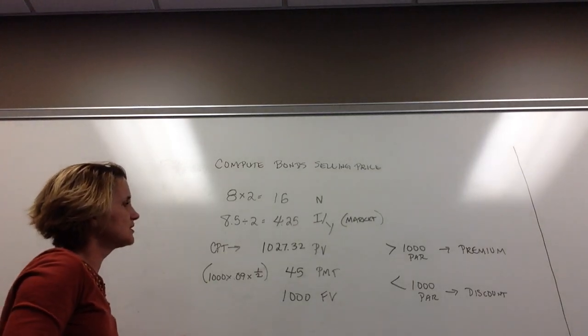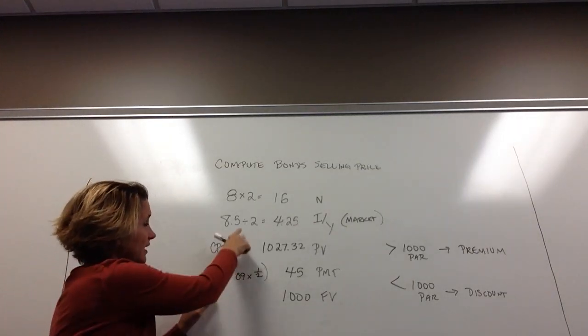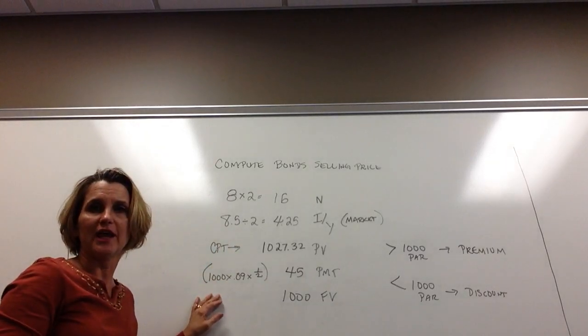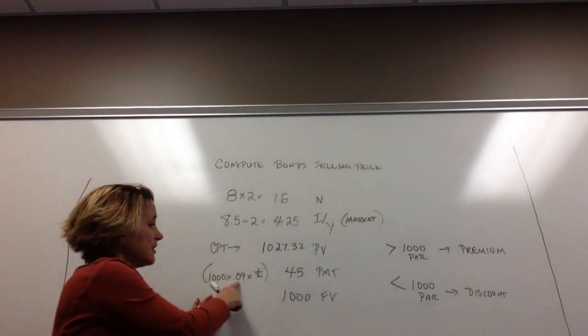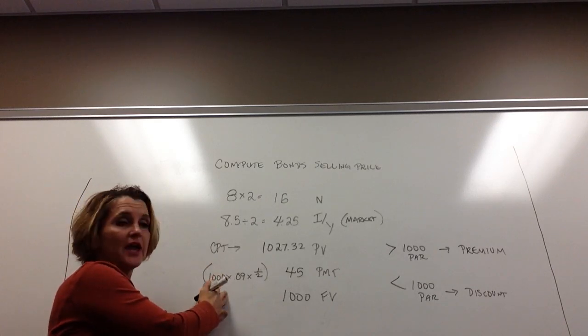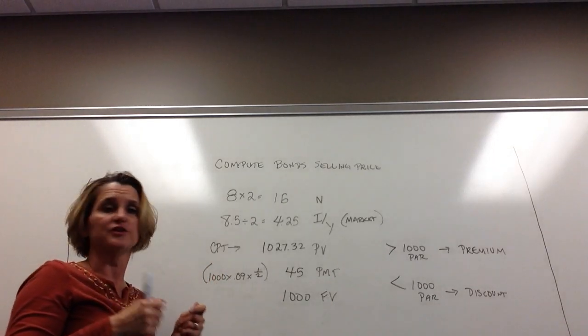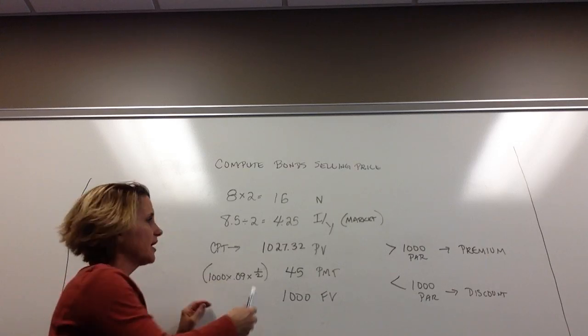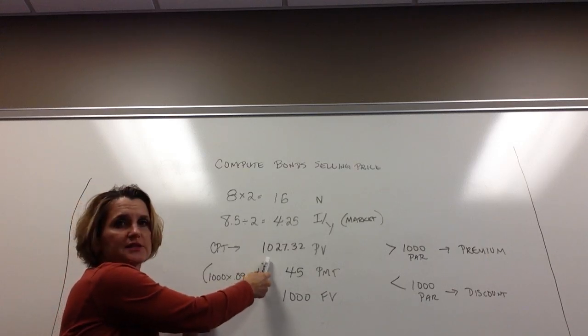The reason that this one sells at a premium is because they could invest in any other bond in the market and earn 8.5% a year. This particular bond is paying 9% a year. So it's paying you more. If you have $1,000 to invest, you're going to want this bond. So everyone's going to want that bond, so that's going to force the price up.